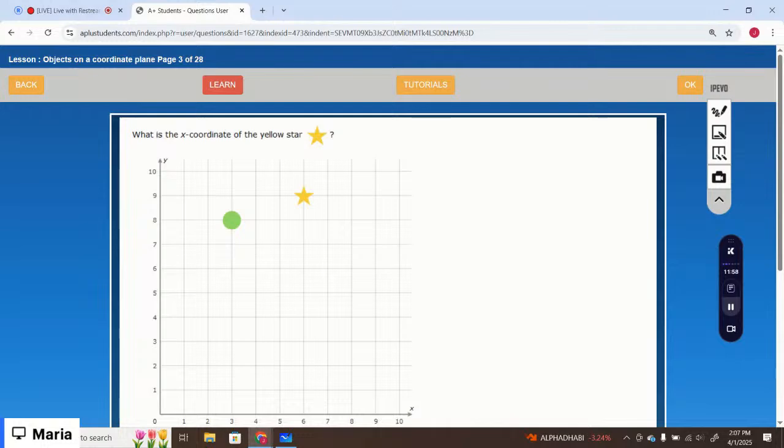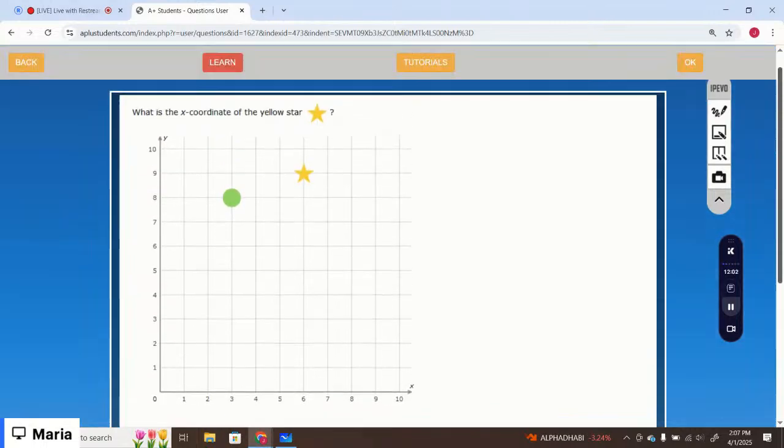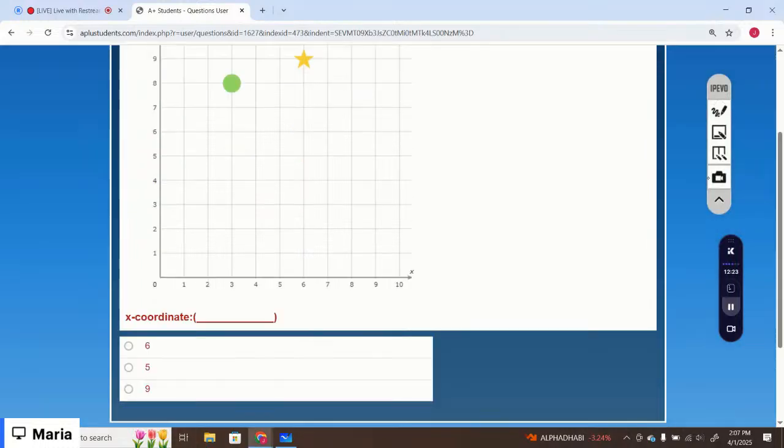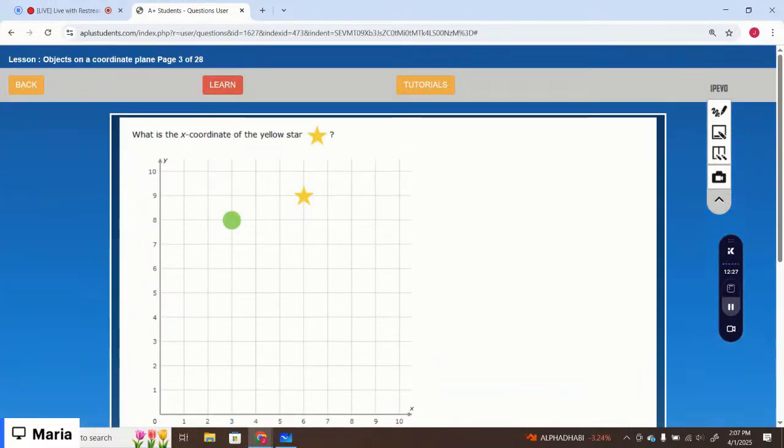What is the x-coordinate of the yellow star? Here is the yellow star. You have to see the x-coordinate, so just match it to the x-axis. The x-coordinate of the yellow star is 6. The correct option is 6. Option number one is the correct option.